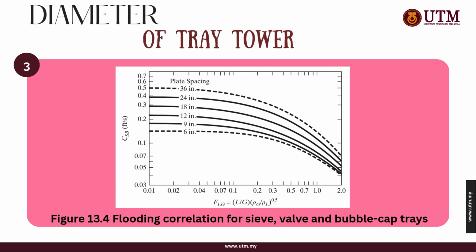Next, we use the value of the flow ratio parameter calculated in step 2 and, based on the type of tray used such as sieve, valve, and bubble cap trays, we get a capacity factor denoted as CSB using the flooding correlation chart, which can be found in the Seader textbook figure 30.4.